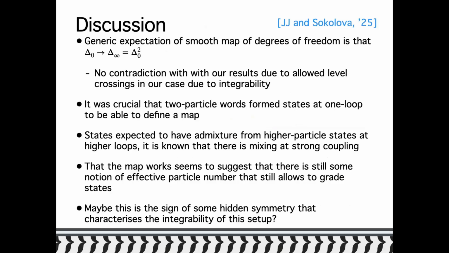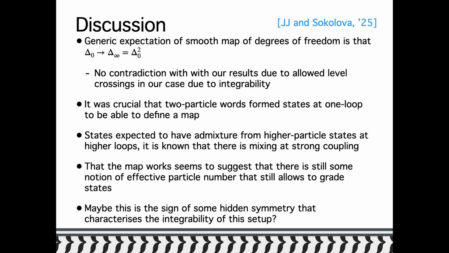Of course, there are certain caveats which I will present in this discussion, and I need just another minute, and I will conclude. So first of all, we had something where the dimension is going from delta to 2 delta, but the generic expectation of a smooth map of degrees of freedom is that the states which have some dimension at weak coupling go to the square of that dimension at strong coupling.